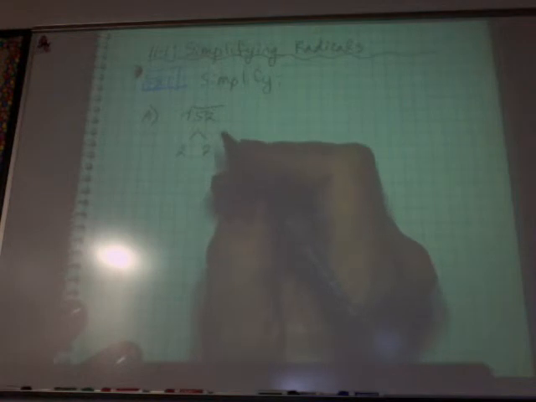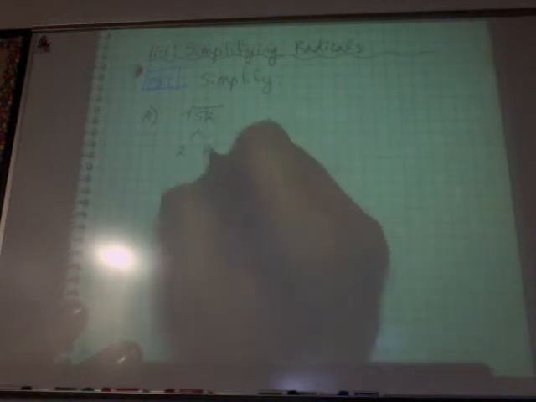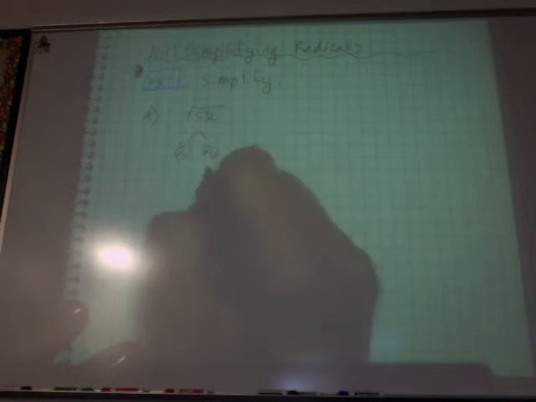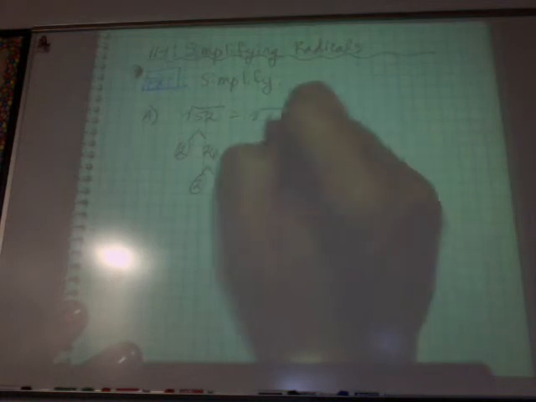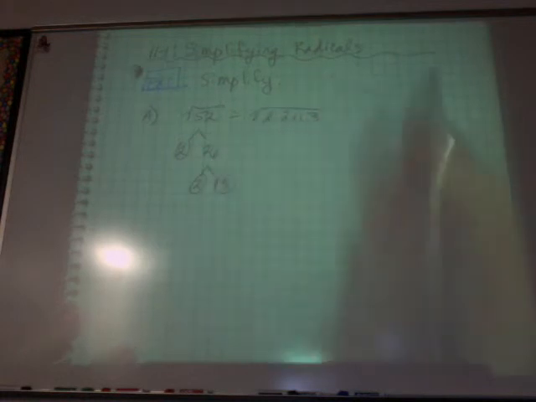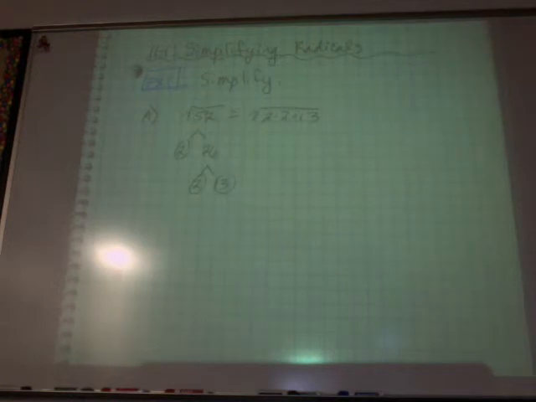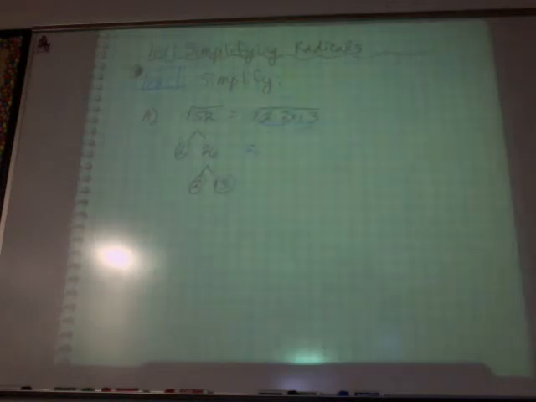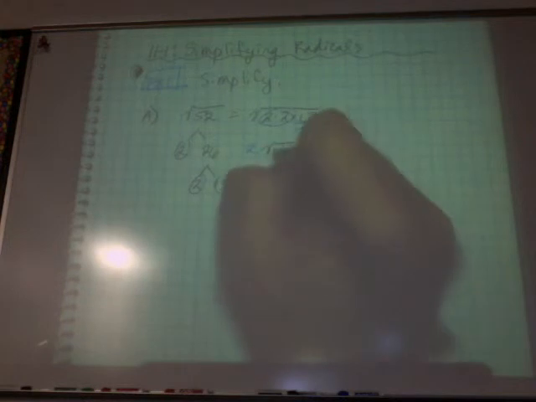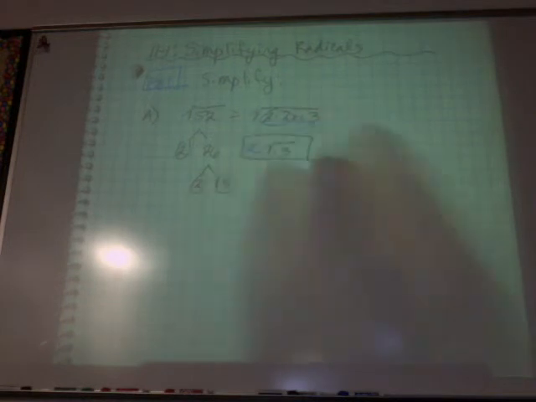Maybe. And then 2 goes in there 6 times. 2 goes in there 26, 2, and 13, and both of those are prime. So this splits into 2 times 2 times 13. So what is it really simplified? Yeah, I can pull out a pair of 2's out in front, and then I have a 13 left underneath, so I get 2 square root of 13.